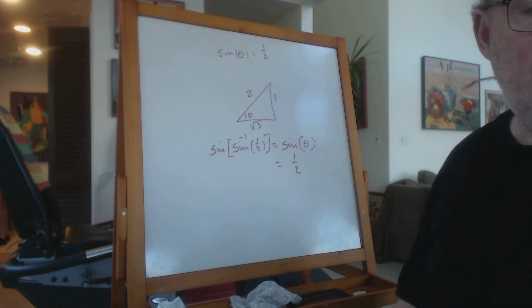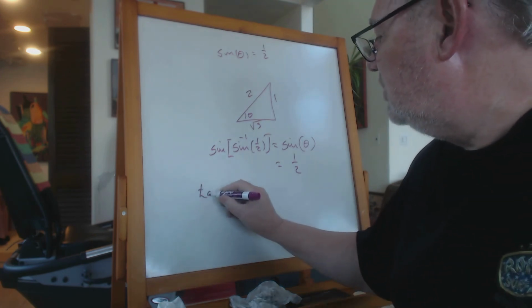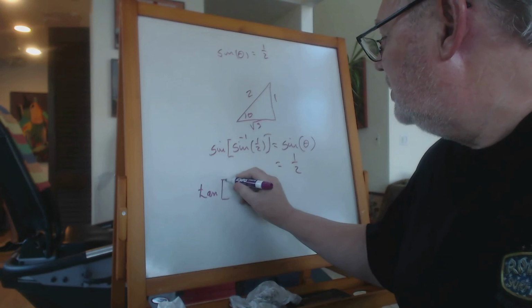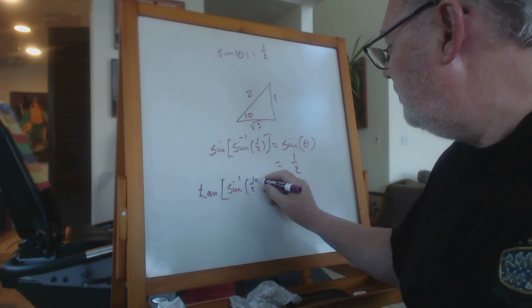We're asked now to take a look at finding the tangent of the arc sine of 1/2.